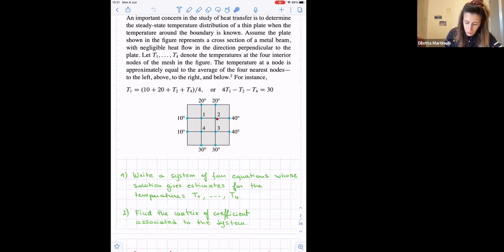And then the second equation, we do the same for the node T2. So it's T1 plus 20 plus 40 plus T3, over 4. And T3 is the same: T2, 40 plus 30 plus T4, and so on.